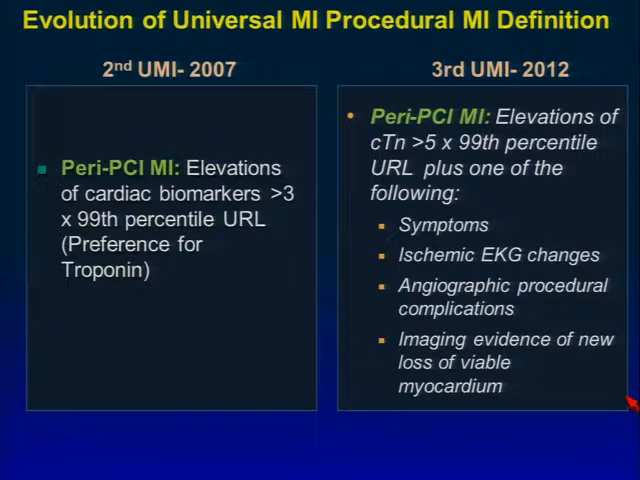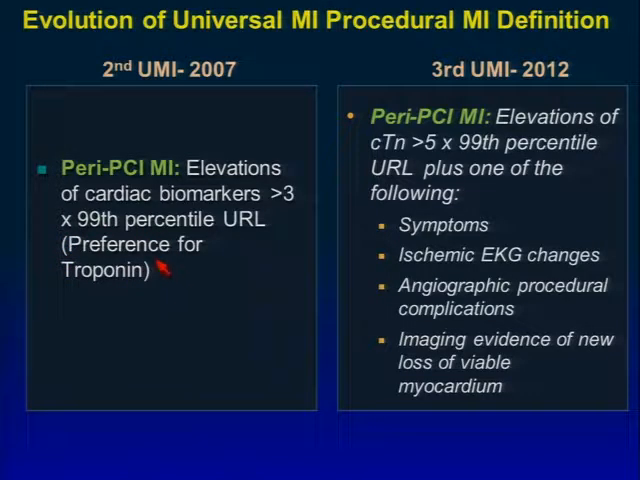So let's look at some of the definitions. This is the second universal MI definition. Periprocedural MI was defined as elevation of cardiac biomarkers greater than 3 times the 99th percentile of the upper limit of reference.